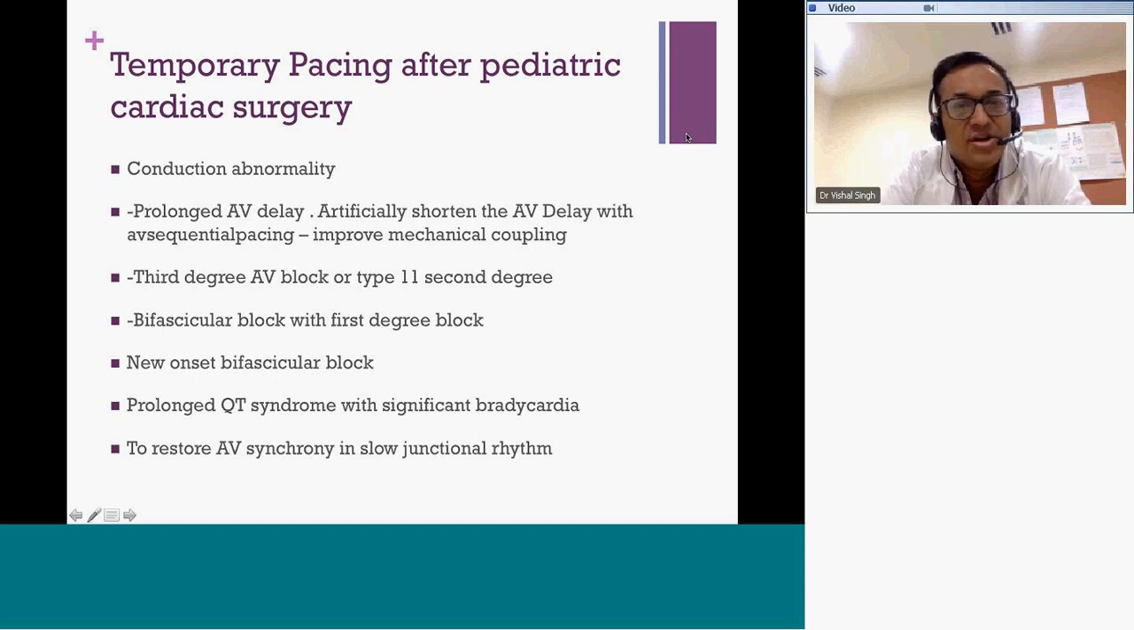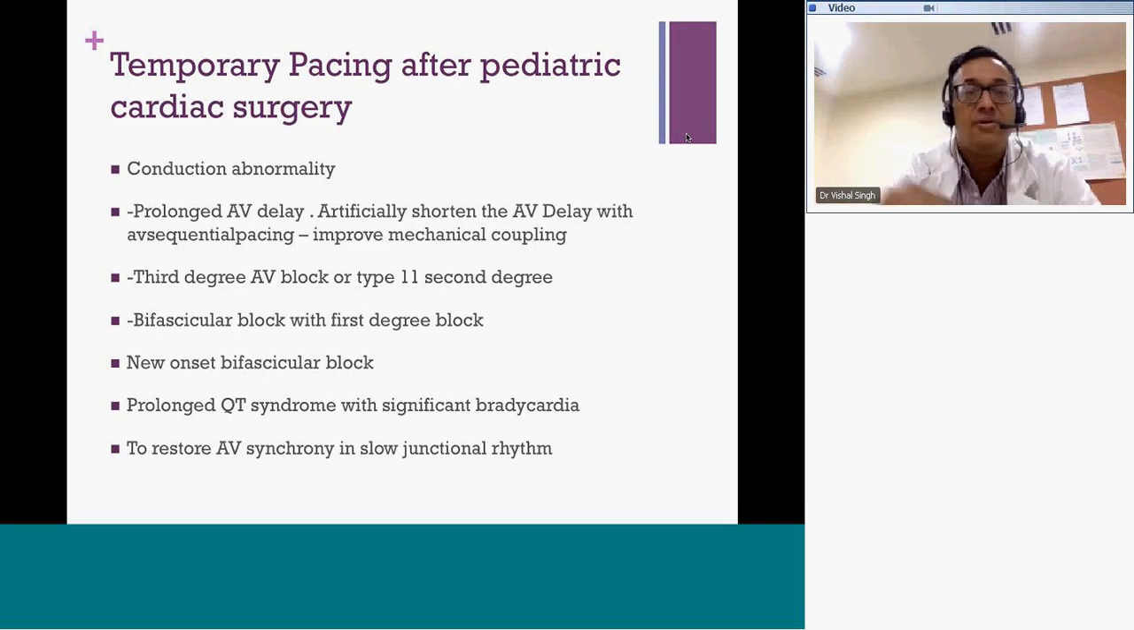Pacing after pediatric cardiac surgery. When do we require pacing after cardiac surgery? Either it would be a conduction abnormality, simply put as an AV dissociation in different forms, where you do not have a one-to-one conduction of the atrial to the ventricular component, and there's a prolonged AV delay. AV sequential pacing we do in that situation. Similarly, if there is a prolonged QT syndrome with significant tachycardia, which is rarely seen sometimes in the pre-op situation, you may have to use pacing. And again, in a slow junctional rhythm, sometimes to restore AV synchrony, you have to use pacing.